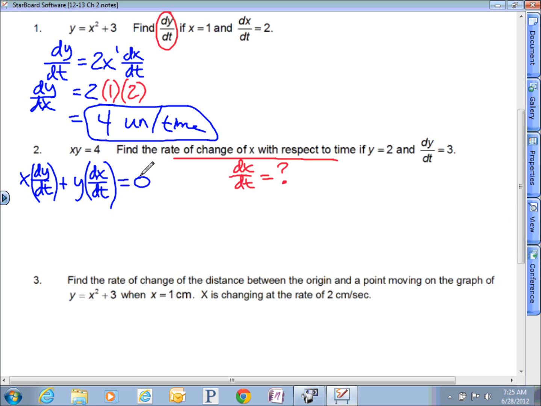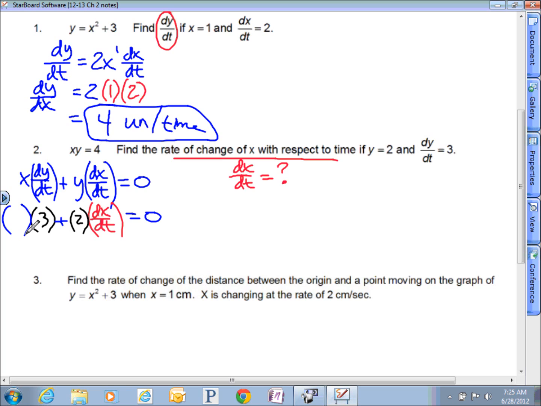And now here's your equation again. Let's start plugging stuff in. dx over dt is the thing I'm trying to find. y was given to be 2, so let's plug that in. dy over dt was given to be 3, so let's plug that in. The only issue that we have is, oh dear, what are we going to do with that x?